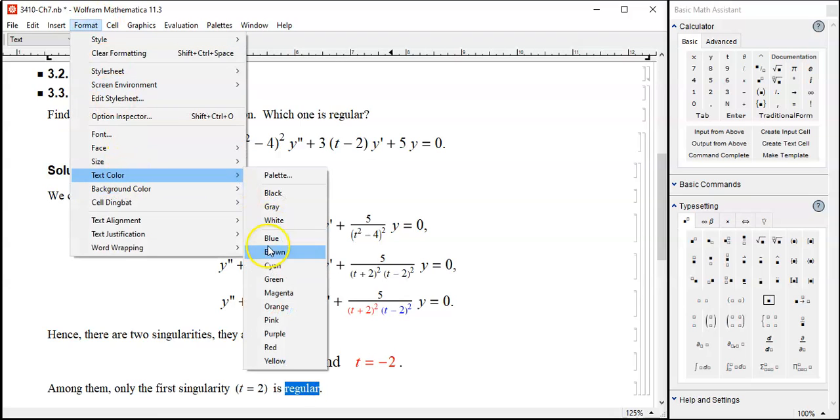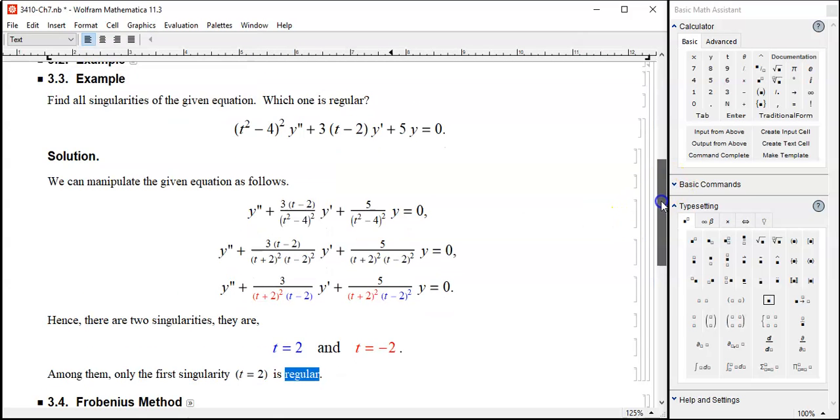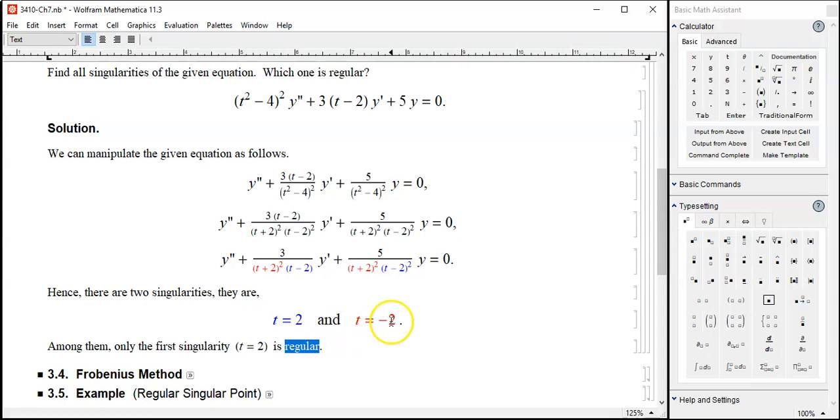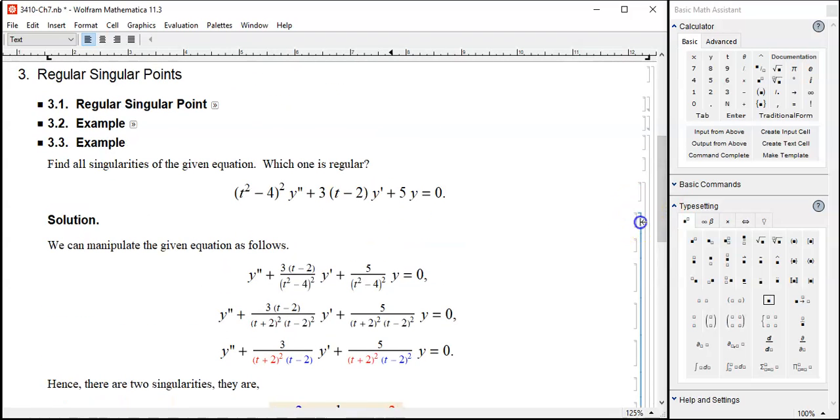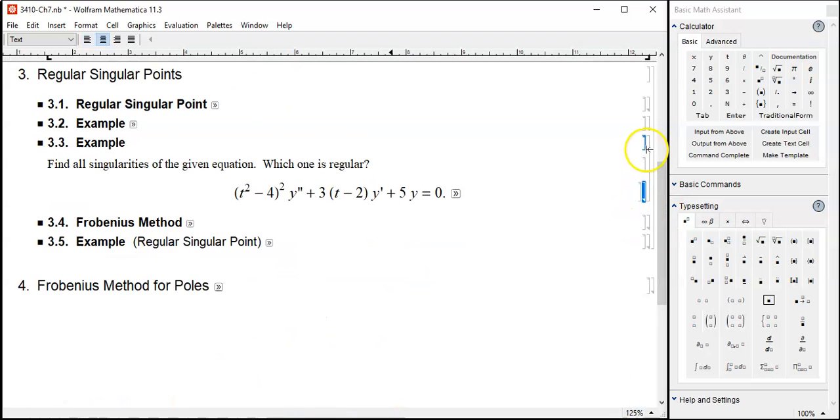Regular singular points. Kind of sounds like an oxymoron. How about red? Second power, another second power, doesn't work. So t equals negative 2 is not a regular singular point. So applying the power series method at t equals negative 2 will be much harder. Around the regular singular point, t equals 2, it's going to be a doable job. Let's go over to an example problem.